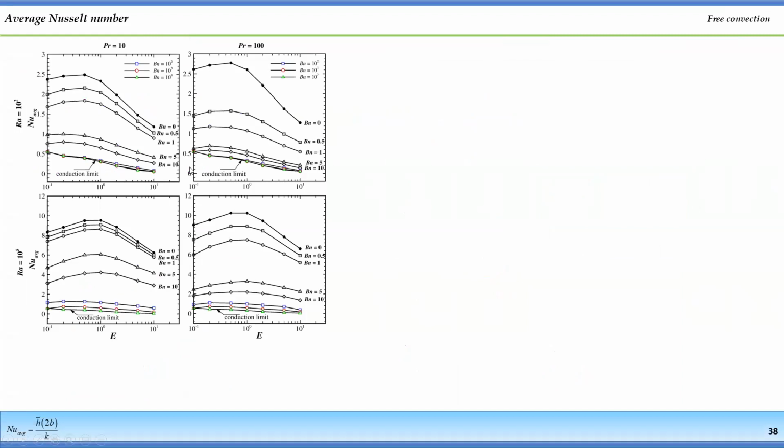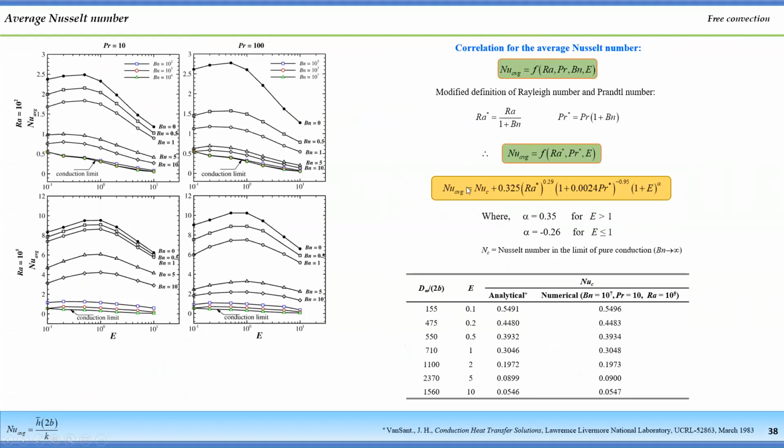So here we are also able to correlate the data, and we are able to propose a correlation for the Nusselt number over the range of parameters. And here, what is this Nu_c? Nu_c is nothing but the conduction limit. So you can see that as the Bingham number increases, we are not able to see any change in the Nusselt number value over the range of parameters. So this is basically the conduction limit, where heat transfer mostly happens by conduction.